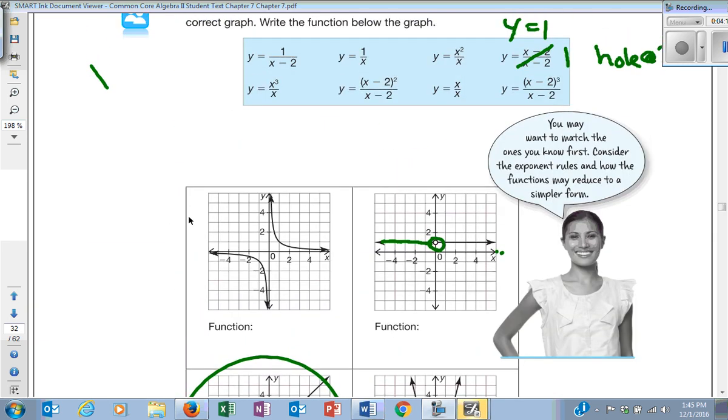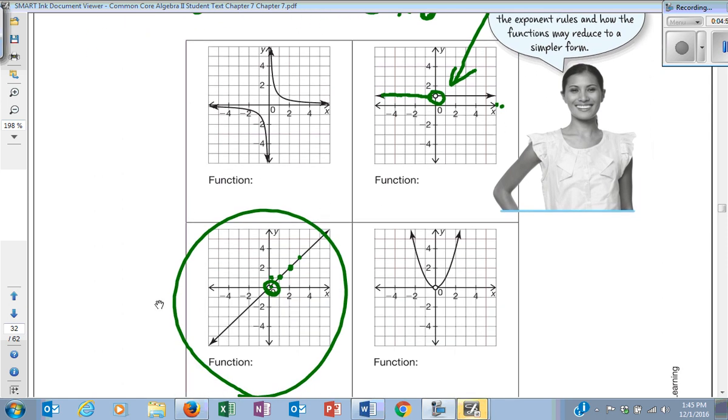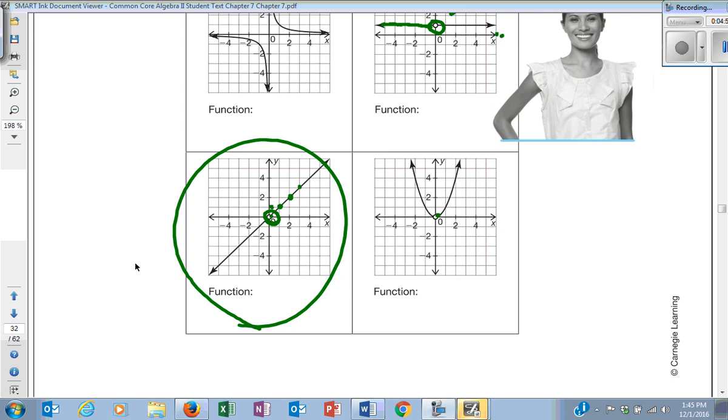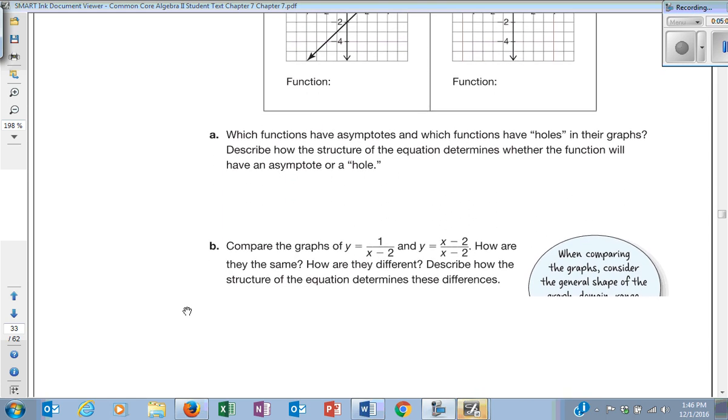This guy right here, when I cancel these out, that becomes a 1, so y equals 1 again, but now my hole is at 0, and if I look, that's this guy right here. All right, let's try this one. If I cancel this out, this becomes x squared up top over 1. And so when I do that, I'm going to be just graphing y equals x squared. So it's going to be a parabola, but I have a hole in my parabola at x equaling 0. So I'm going to look for a parabola, put my hole at 0. There's my parabola right there, and I have a hole at 0. Hopefully you kind of get that understanding. Alright, so we're going to skip through, and that's kind of the gist of it so far.